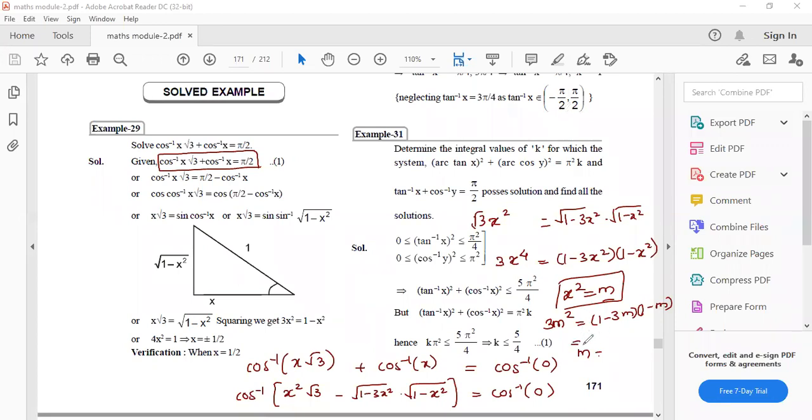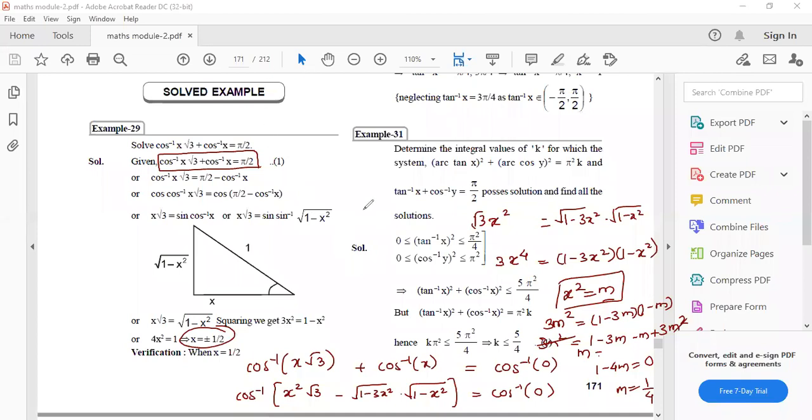And if you expand this, on the right side I can see the 3m square being formed. 1 minus 3m minus m plus 3m square. So simply your 3m square is going to get cancelled. 1 minus 4m equal to 0, m equal to 1 by 4. M was how much? X square. X square equal to 1 by 4. So x is plus minus 1 by 2.